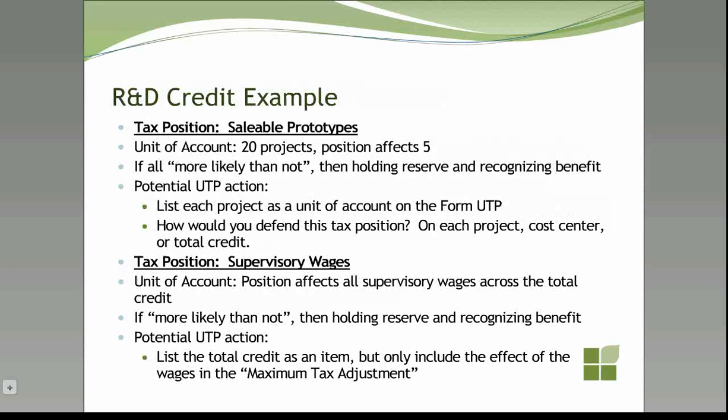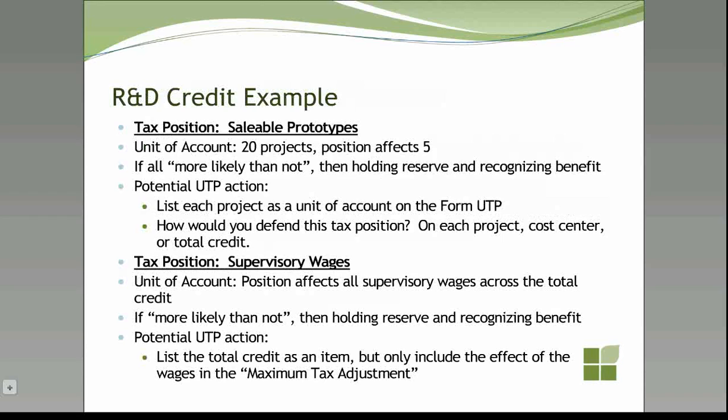All right, so here's an R&D credit example. This is not from FIN 48. These are our examples. Considering tax position: if one position is saleable prototypes, you can consider the TG Missouri case as part of your authoritative law. Say we have 20 projects, and this is for example's sake. 20 projects, only really affects 5. We are more likely than not on all those projects, holding a reserve on some and not all.